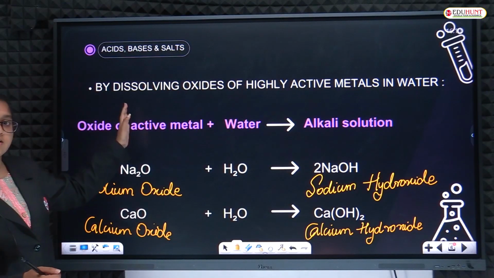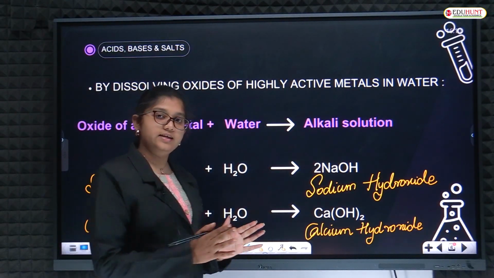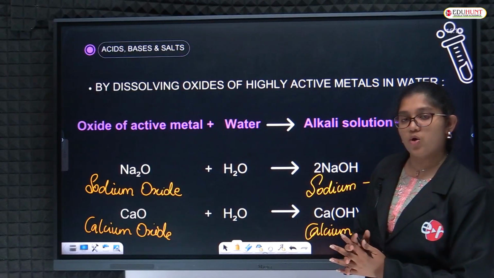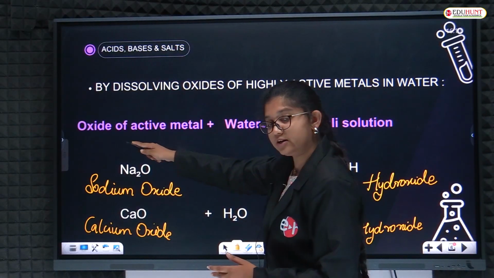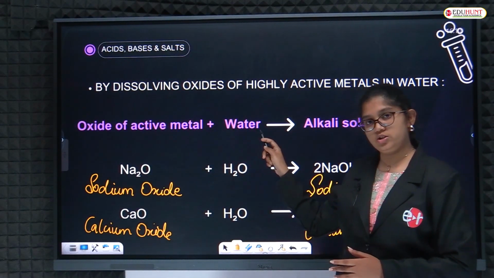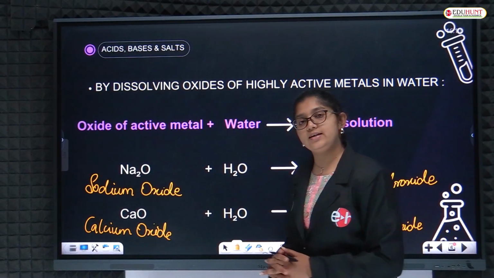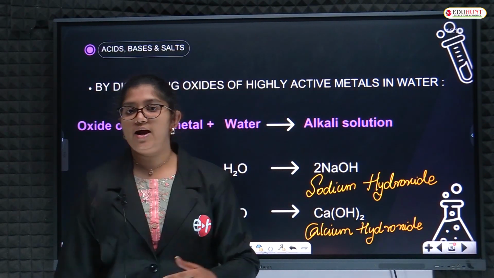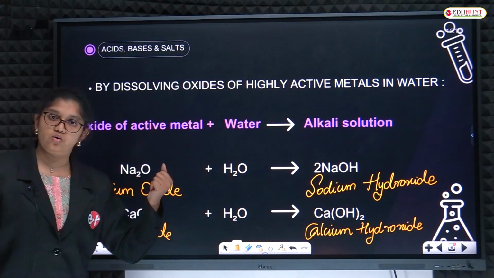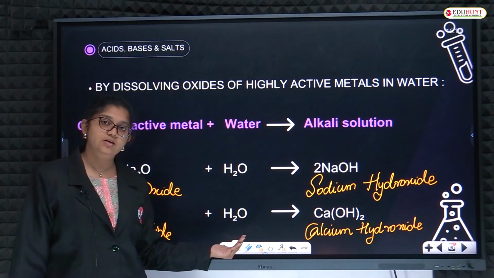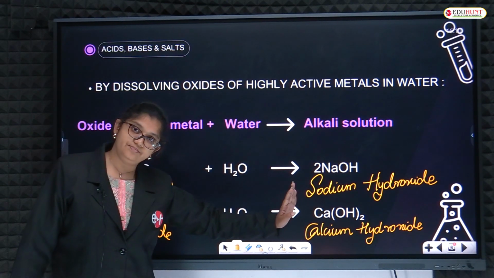These are the two examples for the third method, by dissolving oxides of highly active metals in water. Okay, we are taking oxide of active metal. With that, we are adding water to get alkali solution. Okay, what's the first one? We are taking sodium oxide. To that, we are adding water to get sodium hydroxide. Next, we are taking calcium oxide. For that, we are adding water to get calcium hydroxide.